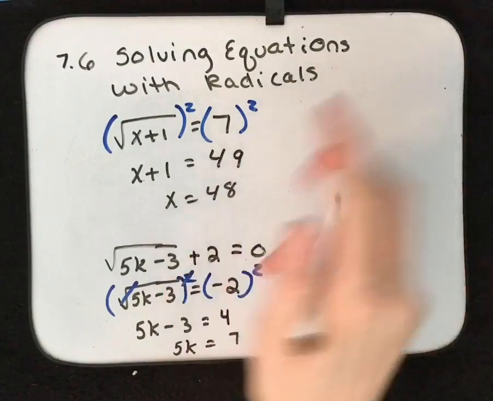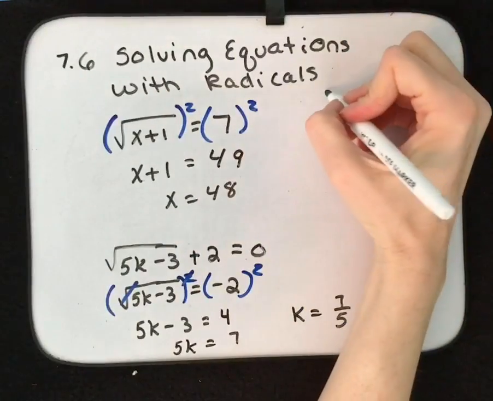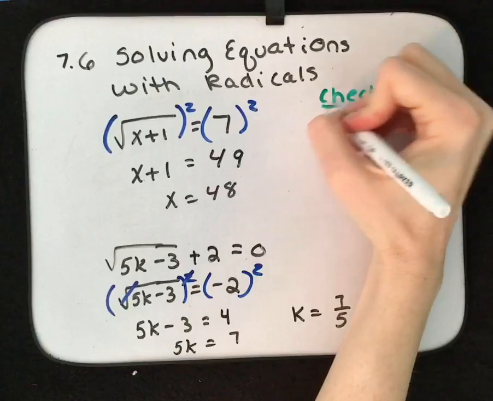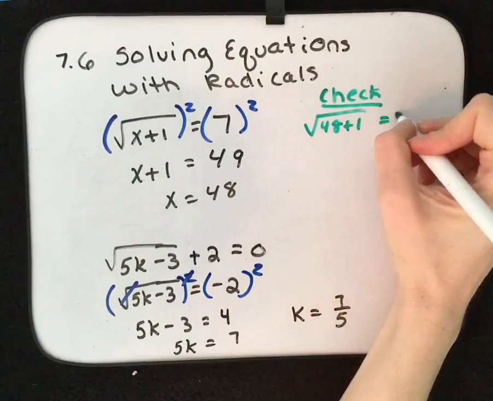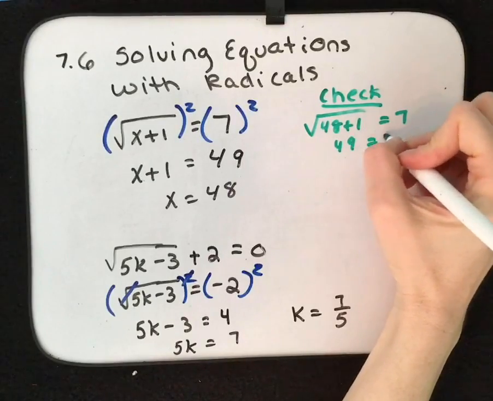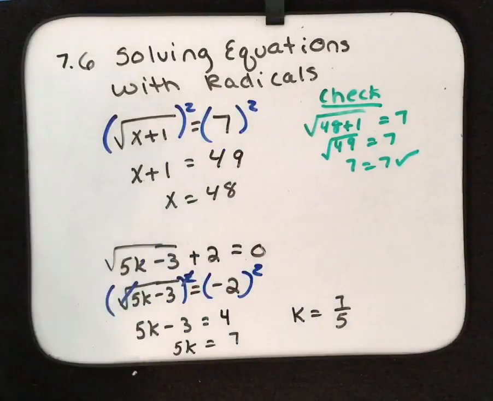Well, I have 48. So we have the square root of 48 plus 1. So that's the square root of 49. 7 equals 7. All right, that one's good. Let's check the next one.